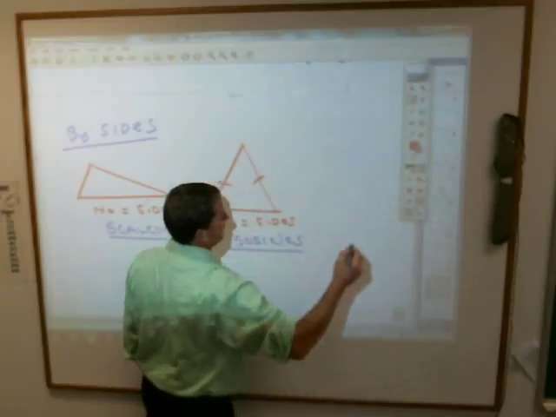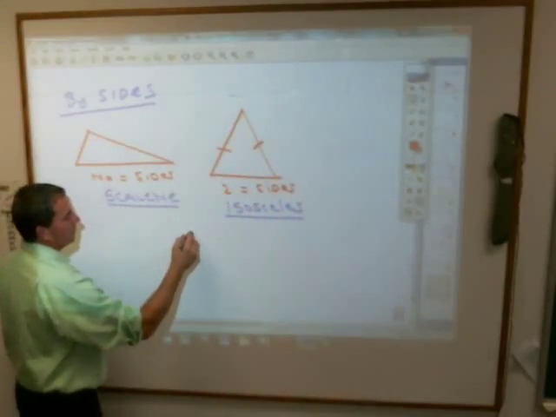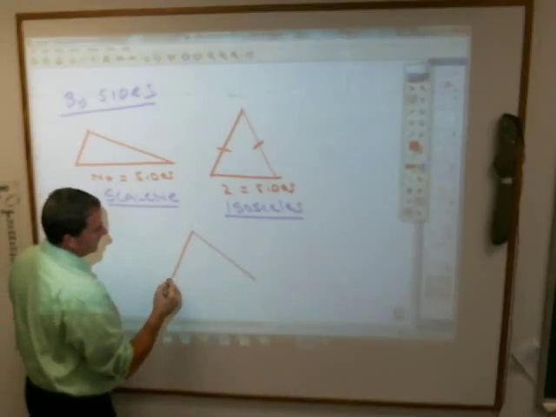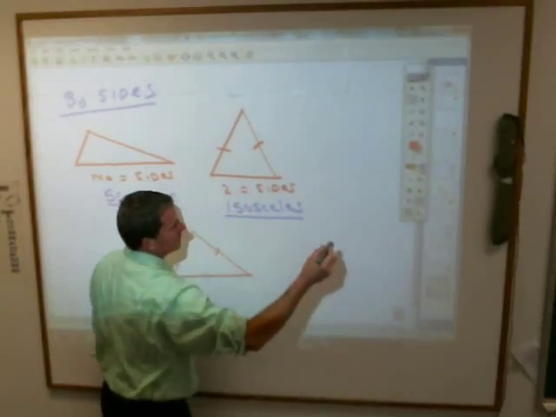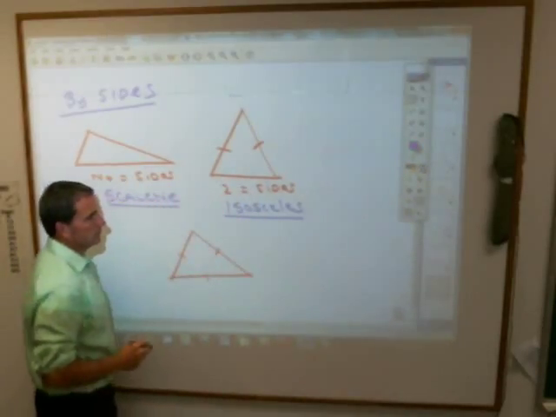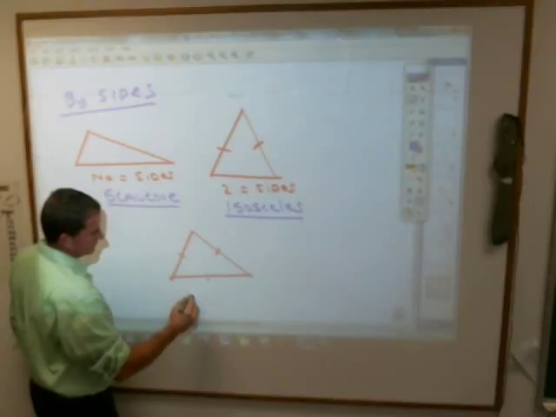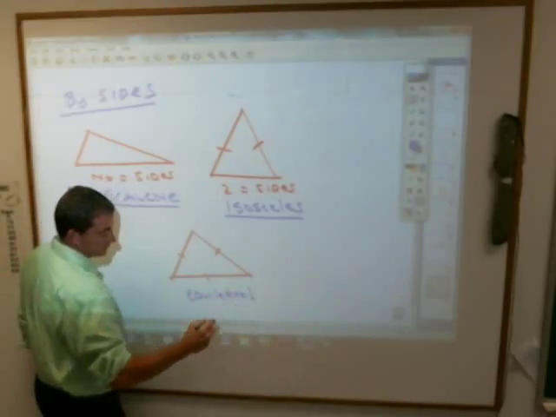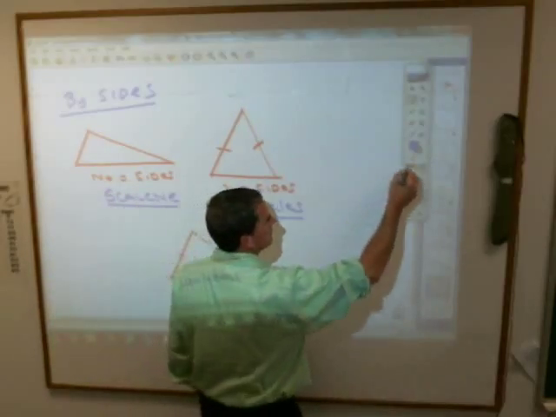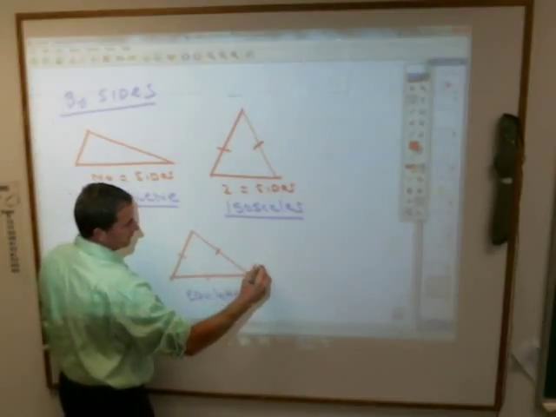And then the last one is a triangle that has all 3 equal sides, or our regular triangle from yesterday. Brianna? Equilateral. All equal sides.